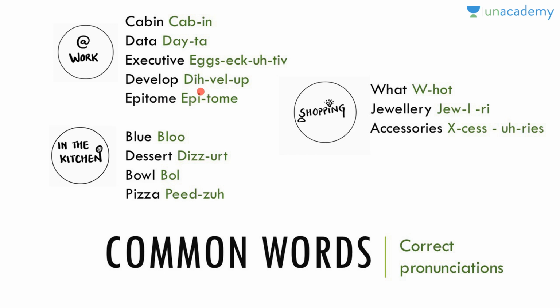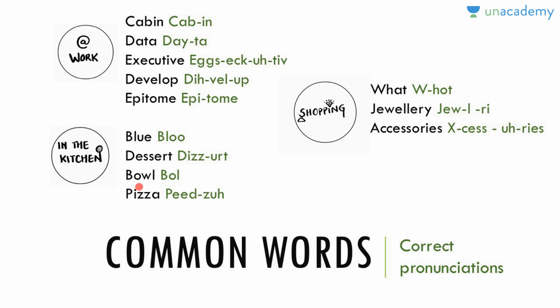Am I saying it wrong even now? It's actually "develop". Okay, I hope I got it right this time. And this is "epitome", not "epitome". It's "epitome". The color is actually "blue", not "blue". And what we order after our dinner or lunch is dessert, not desert. Desert is huge spreads of sand. That's desert. This is dessert, what you eat.